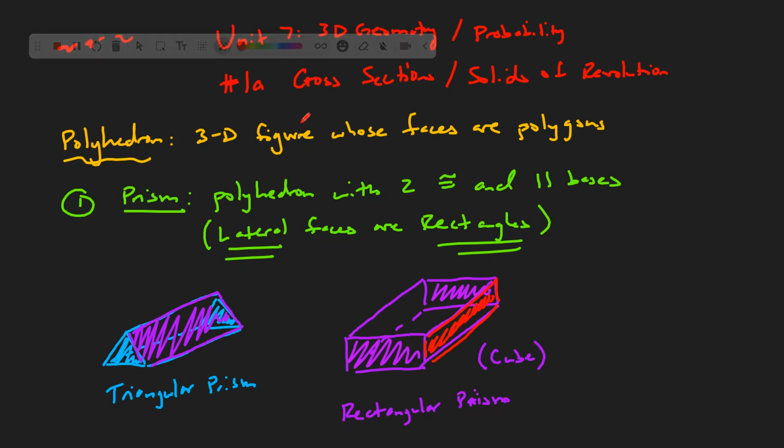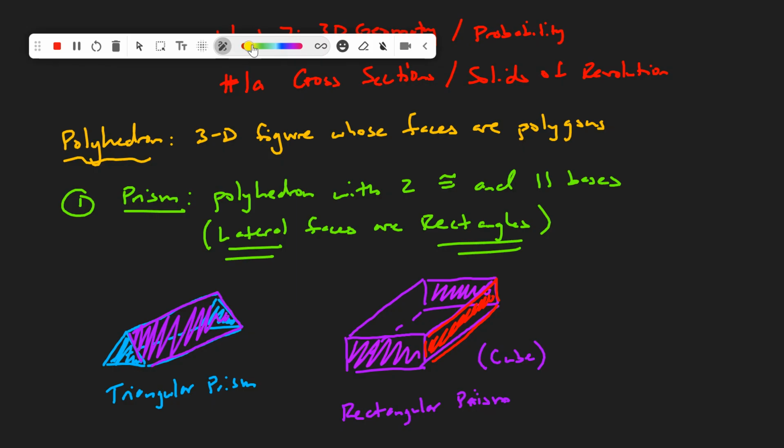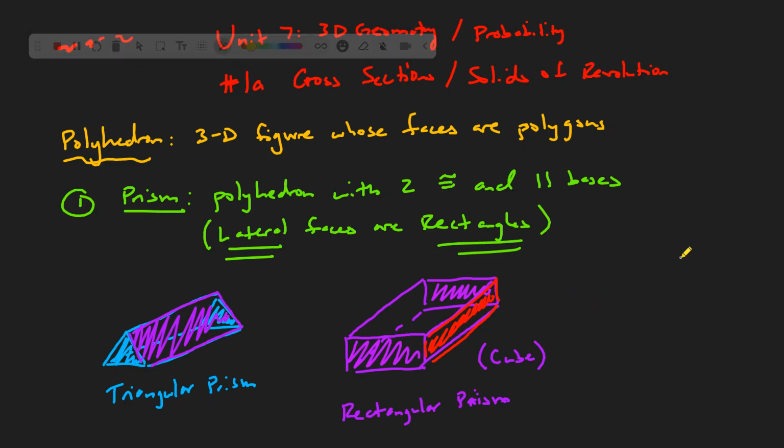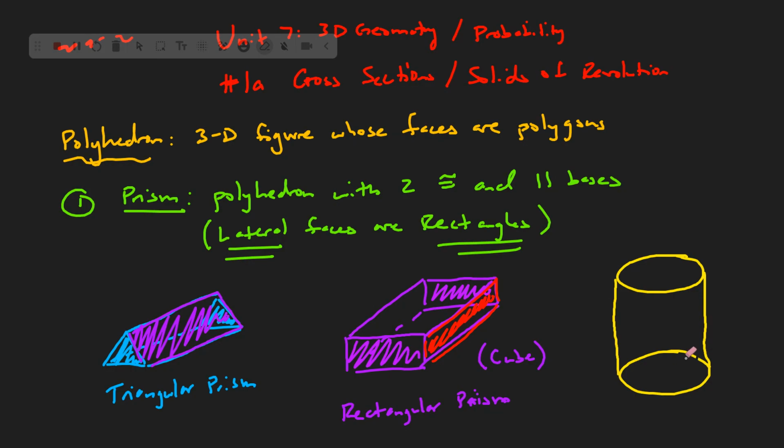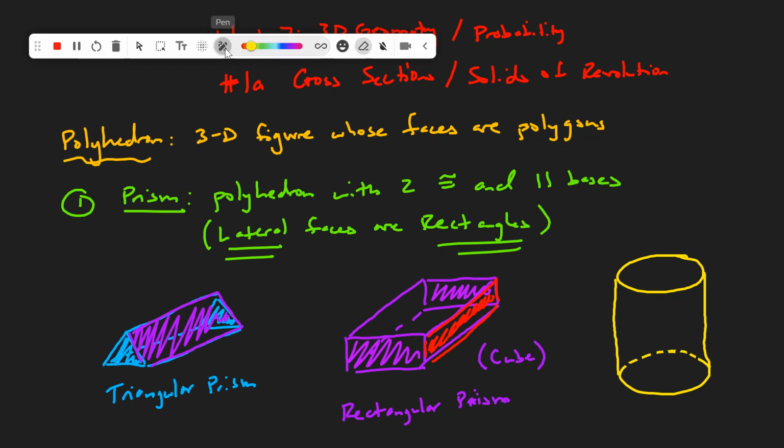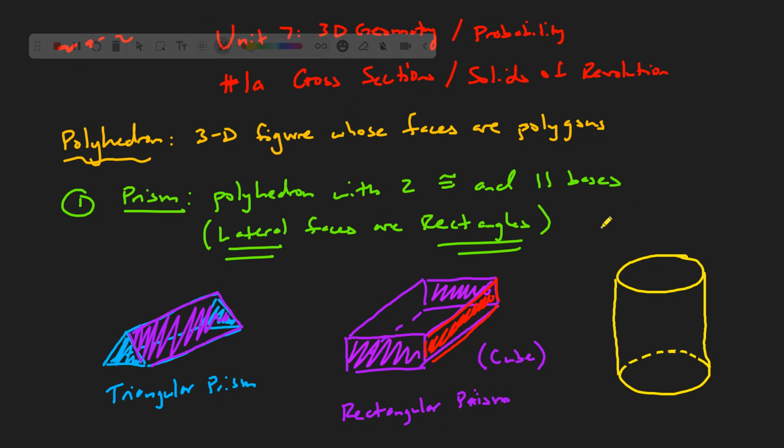Last but not least, a cylinder. A cylinder has circular bases, so the top and the bottom will be circles. Now I'll connect the sides. If you want to be perfectly accurate, I'm going to take this bottom base and make the back part dashed, because you won't see the back part of that base. So here is a cylinder. I'll put the word cylinder up top here.